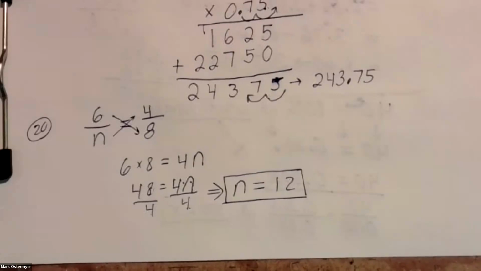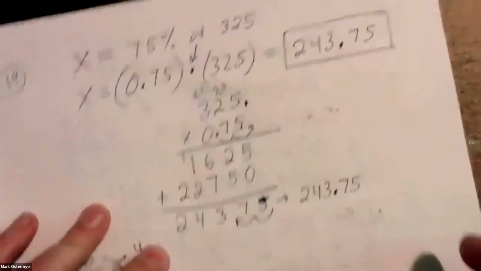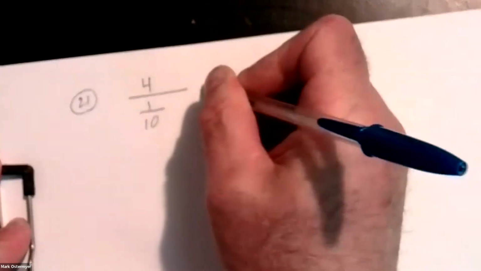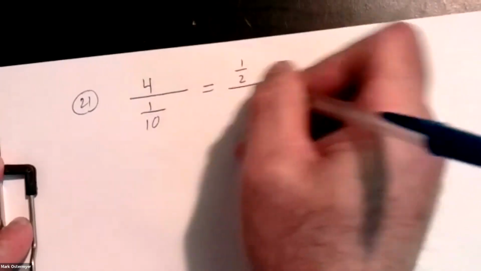All right. That was number 20. Number 21 says solve for z, correct? All right, so solve for z. So for 21, we have 4 over 1/10 equal to 1/2 over z.